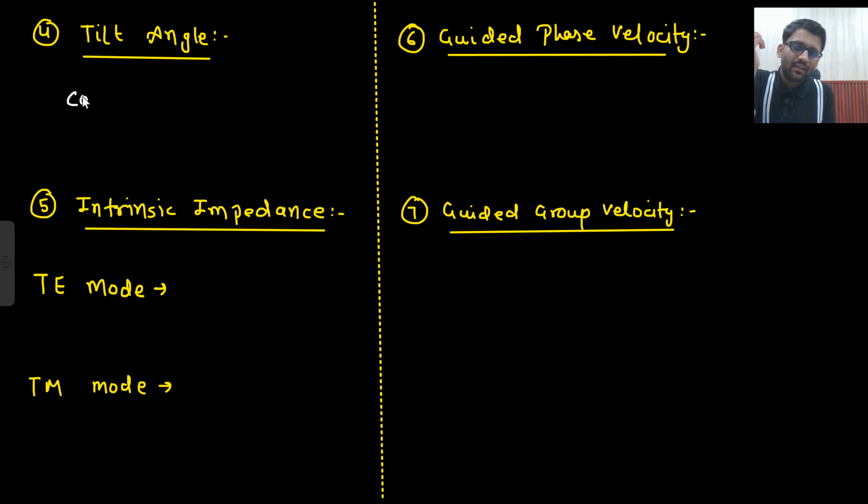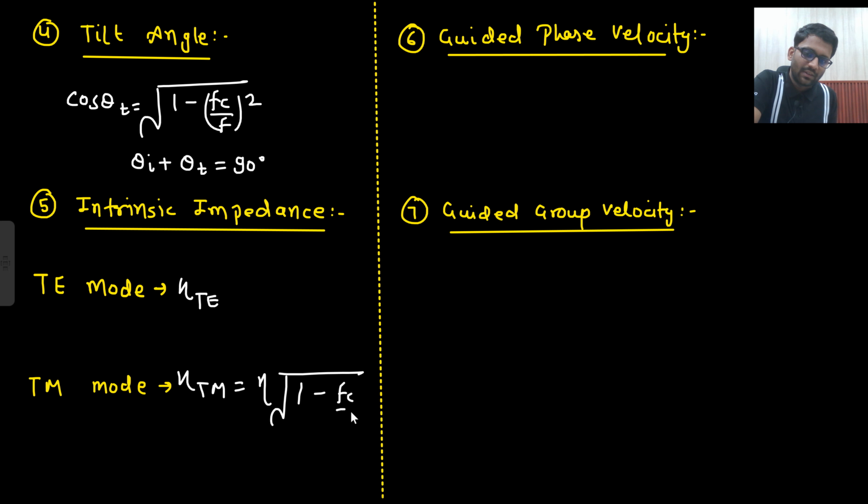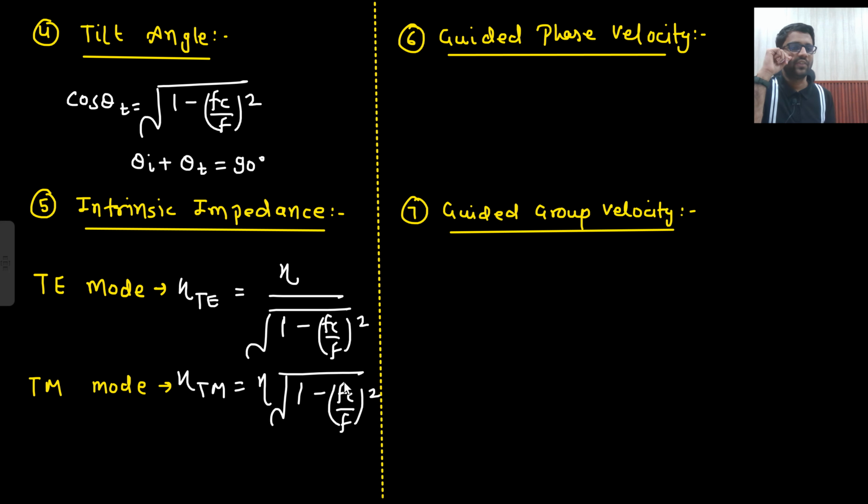Tilt angle. What was the tilt angle? So cos theta t was equal to under root 1 minus fc by f whole square, right? And one thing I also know is that theta plus theta t is equal to 90 degrees. What about intrinsic impedance? So intrinsic impedance for TE and TM. For TM, that would be eta times under root 1 minus fc by f whole square, and for TE, it can go downward: eta divided by under root 1 minus fc by f whole square. All the formulas are the same. Just the fc value will be different for both of the modes.